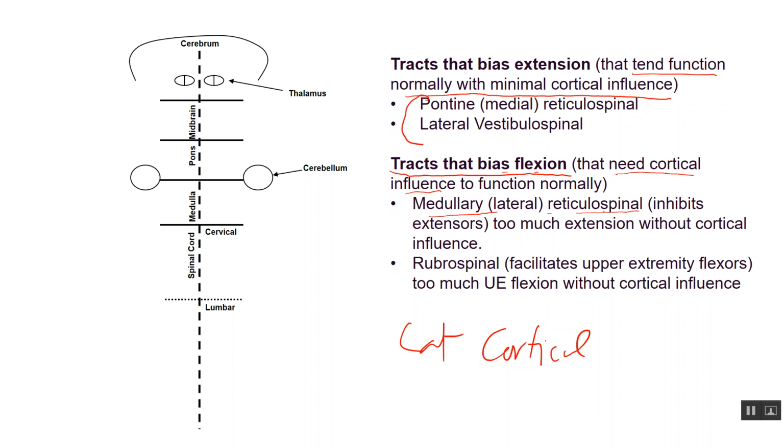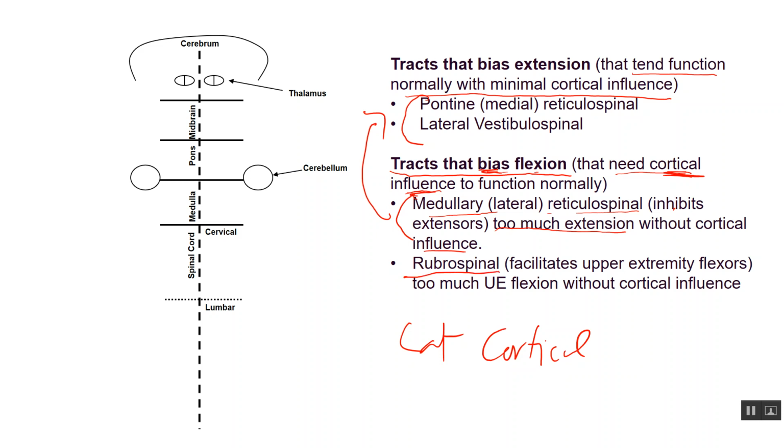So the medullary lateral reticulospinal tract, when it has cortical influence, tends to inhibit extensors. There's too much extension when you lose cortical influence. So this tract, which tends to bias flexion, now biases extension when you lose cortical influence. If you have a big stroke or brain injury in your cerebrum, this one turns into an extensor bias tract, because it requires normal cortical influence to maintain its flexor bias.